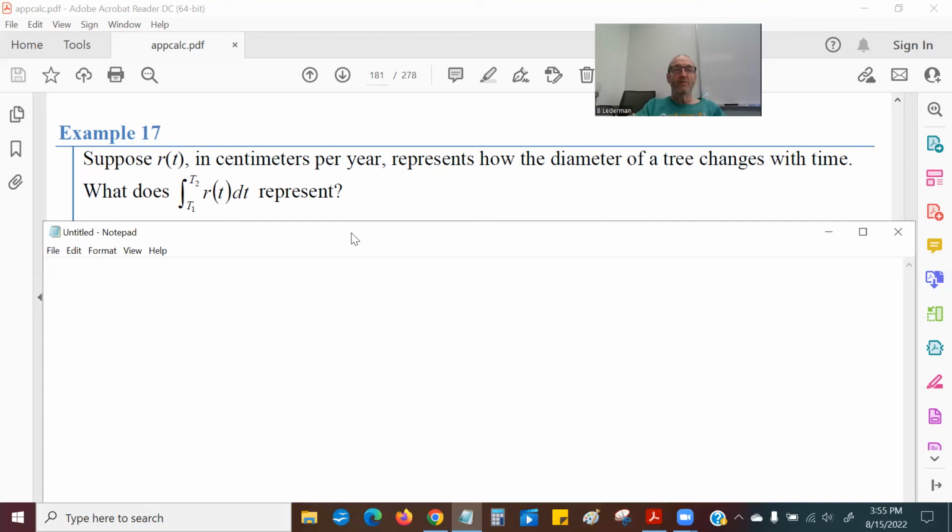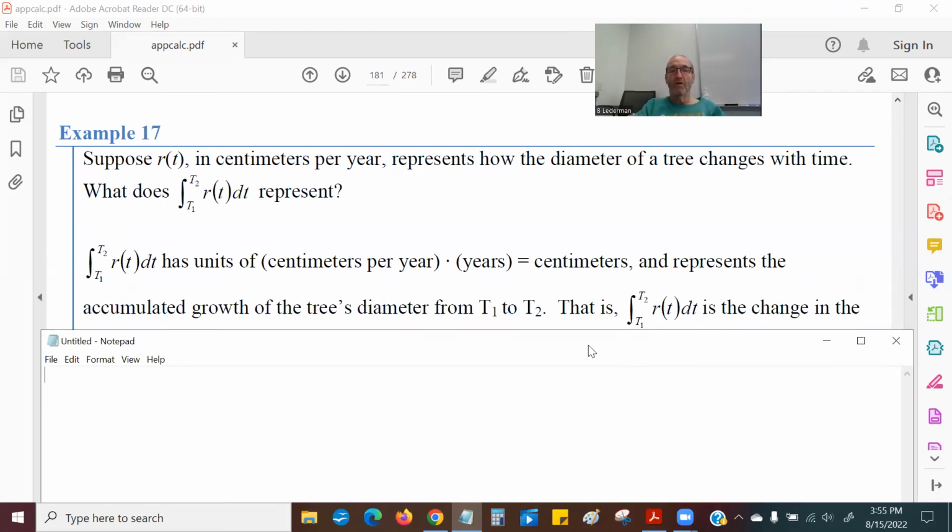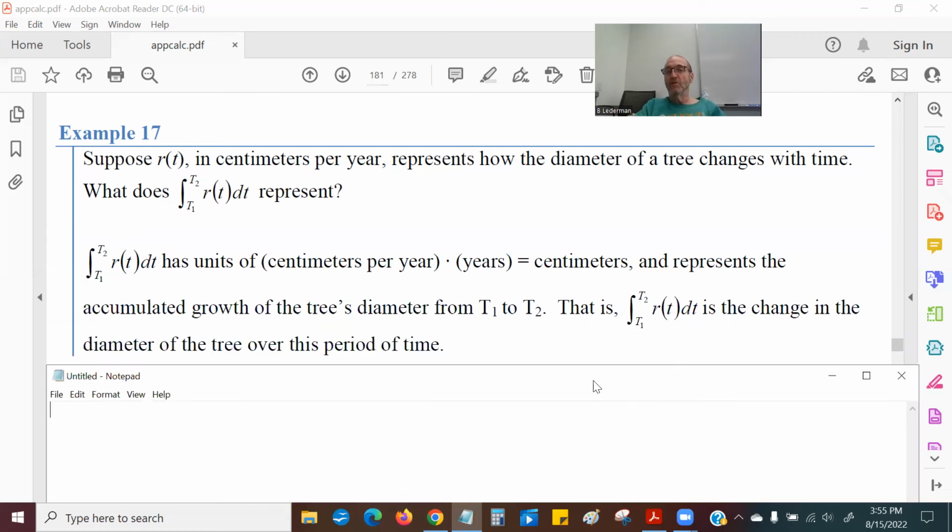So first of all, the integral from T1 to T2 of R of T dt has units of centimeters per year, because that's what the units of R of T are. And dt is time, so it's years. Centimeters per year times the number of years tells you centimeters. And so the integral represents the accumulated growth of the tree's diameter from T1 to T2. So the integral from T1 to T2 of R of T dt is the change in the diameter of the tree over this period of time. That's really interesting.